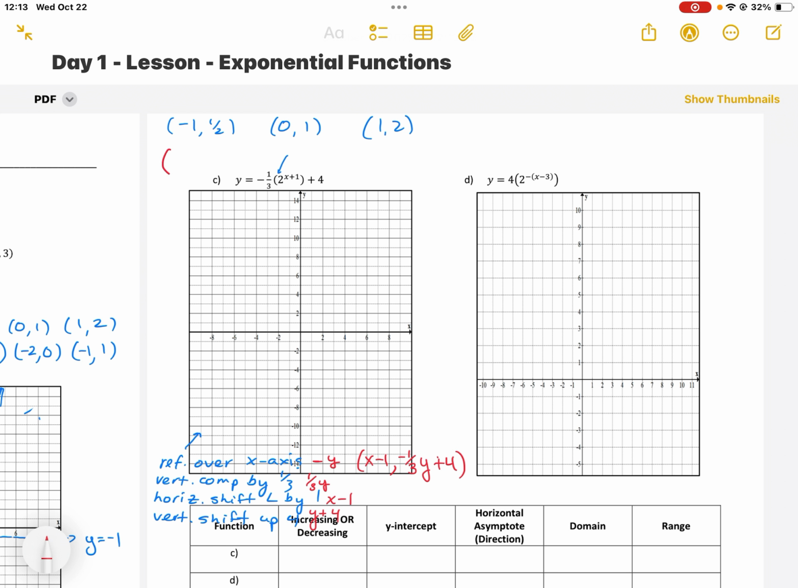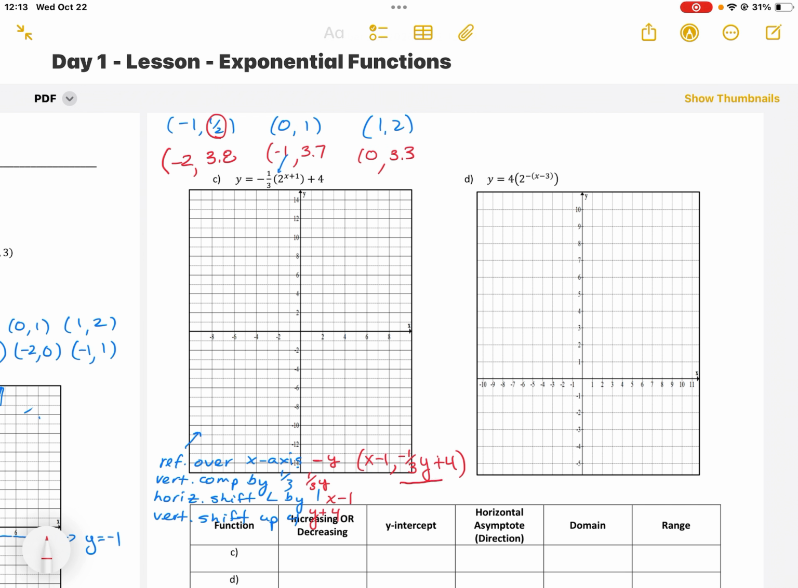So when I do that, my new x values, since I'm only taking away 1, I would get -2, -1, and 0. When I apply my transformations to the y, I'm going to get about 3.8, 3.7, and then 3.3. So again, I'm taking this y value and multiplying by -1/3 and then adding 4 to that value. I use my calculator to give me an idea of the fraction so that I could plot it.